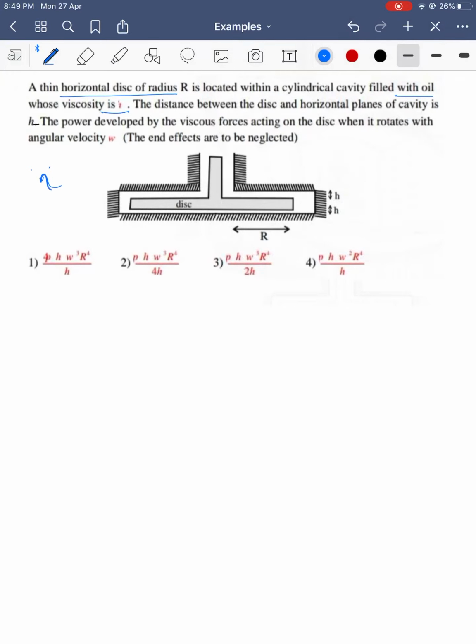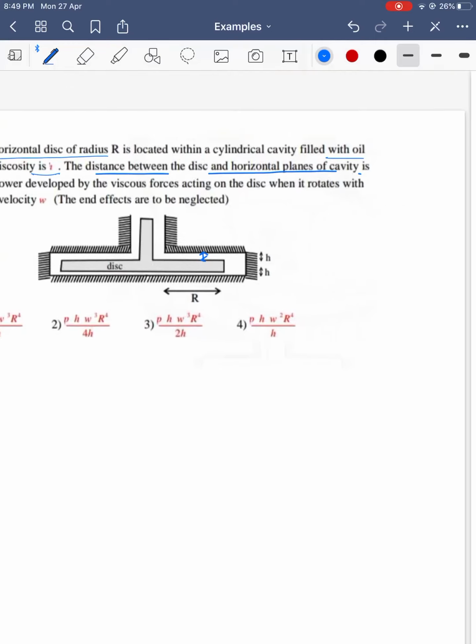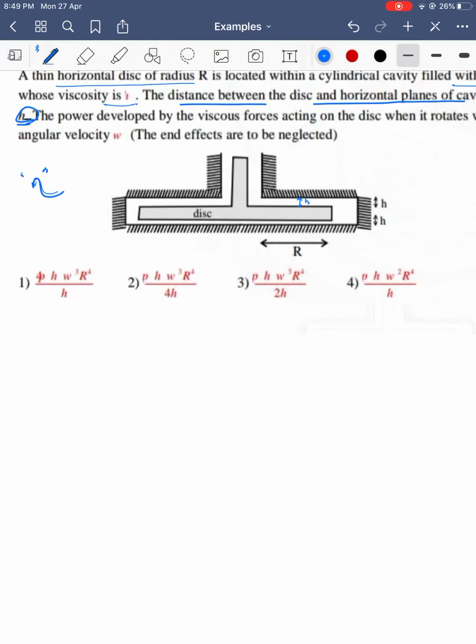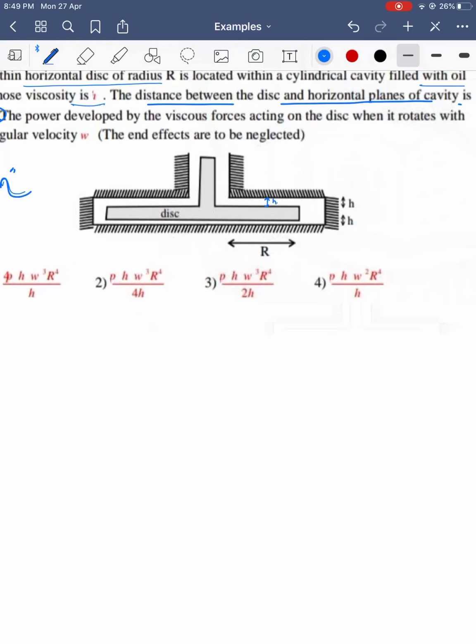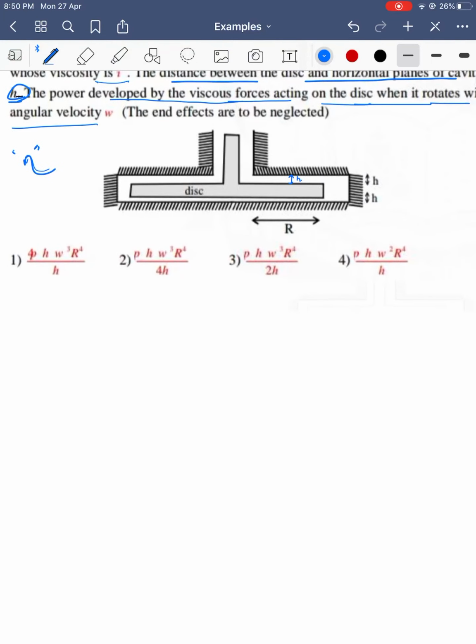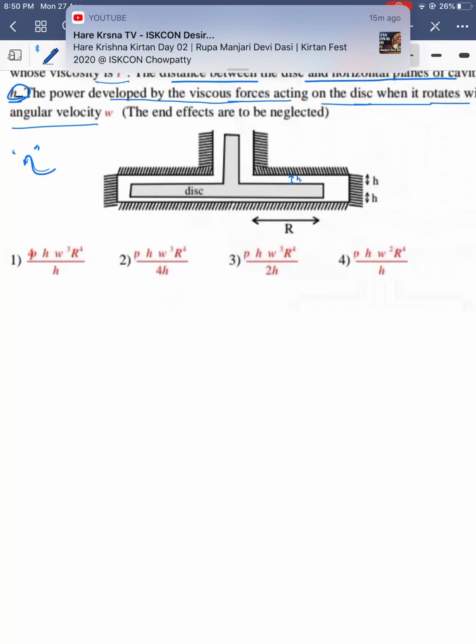So viscosity is mu, and the distance between the disk and the horizontal plane of the cavity is h. So this is the cavity. If you magnify this part here, if you make it very small, the gap here is h. And what else is he saying? The power developed by viscous forces acting on the disk when it is rotating with angular velocity omega. Okay, power developed by viscous forces.